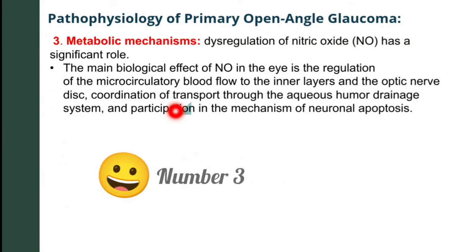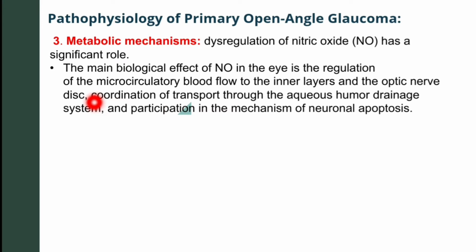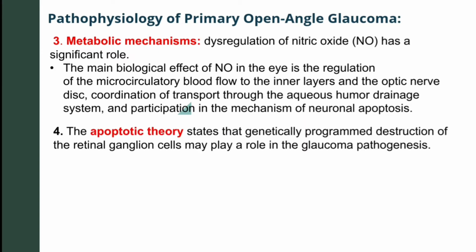Number 3, we have the metabolic mechanism, and the main culprit is nitric oxide. The main biological effect of nitric oxide is regulation of the microcirculatory blood pressure to the inner layers and optic nerve discs, coordination of transport through the aqueous humor drainage system, and participation in the mechanism of neuronal apoptosis, which brings us to the last mechanism, the apoptotic theory. This theory states that the genetically programmed destruction of retinal ganglion cells may play a role in glaucoma pathogenesis.